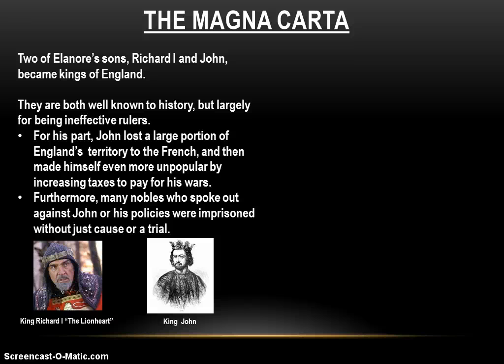And King John is known largely for being kind of a tyrannical buffoon who doesn't do a very good job of ruling anything. I mean, realistically, both of them are known to history for being ineffective rulers. And John, for his part, lost a large portion of England's territory to the French. He loved to fight wars, but as it turned out, he wasn't any good at it. And you remember all that land that England had in France that they gained through the marriage of Eleanor? Well, John loses a lot of it. And when you lose wars, that really makes you unpopular as a leader.